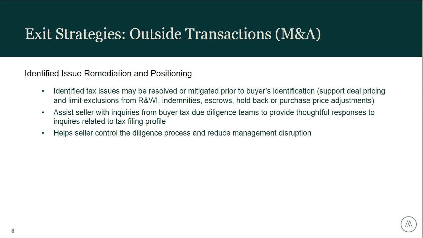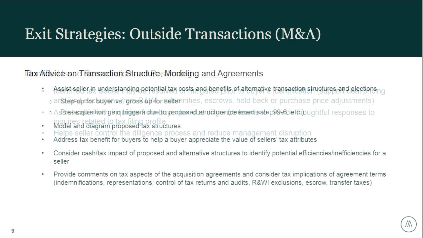in order to, as noted, support deal pricing, avoid exclusion from R&W warranty insurance, which is obviously becoming more and more common and turns into sort of a second due diligence in and of itself, reduce indemnities, escrows, holdbacks, really effectively affording you the opportunity to avoid having tax diminish your proceeds in a transaction. And I think most critically here, it helps the seller control the process and reduce disruption by avoiding those unpleasant surprises cropping up during the deal process.